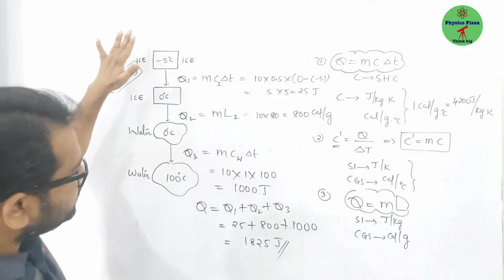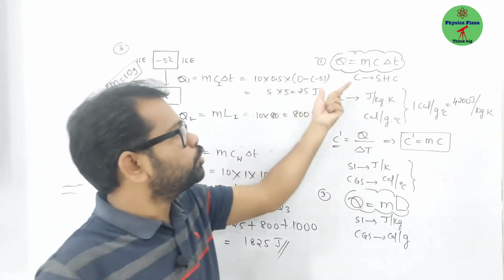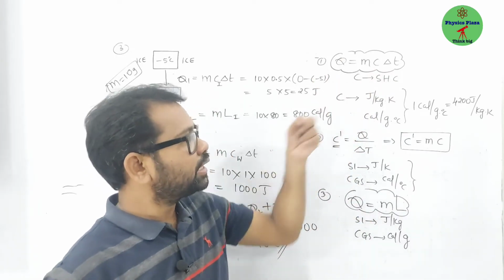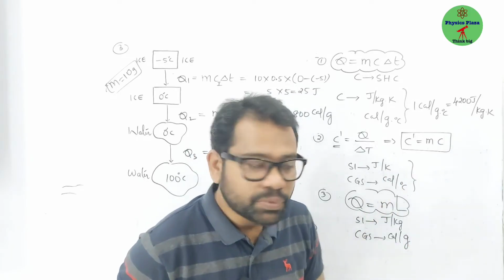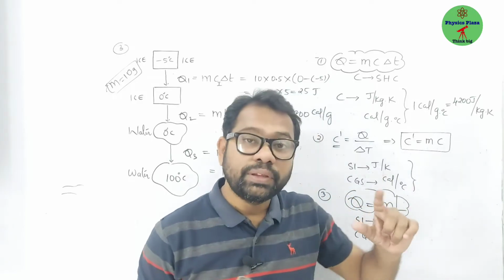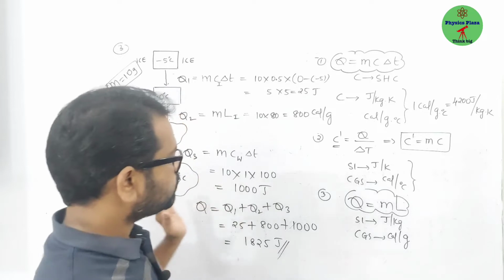So I think, children, with this numerical, we get a complete idea when we should use Q is equal to MC delta T, and when we should use Q is equal to ML. Q is equal to MC delta T we should use only when there is a change in temperature, but there is no change in state. Whereas Q is equal to ML, we use only when there is a change in state, but there is no change in temperature. Now just copy this numerical.